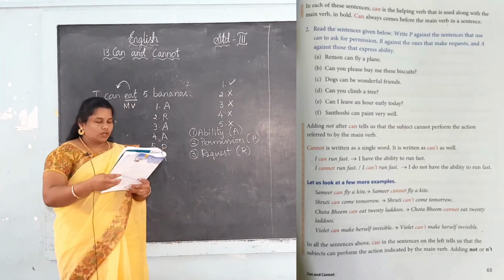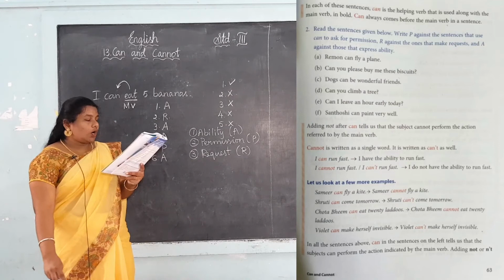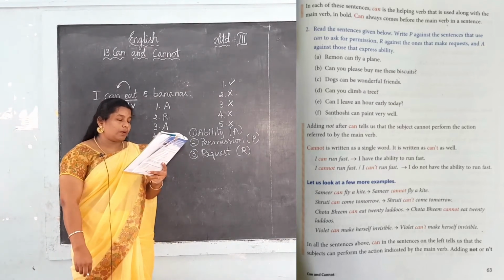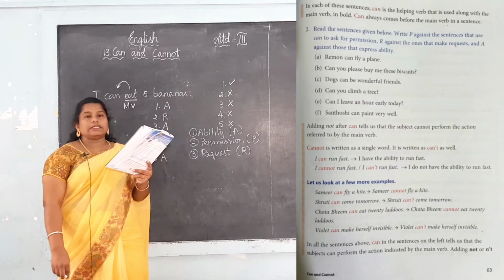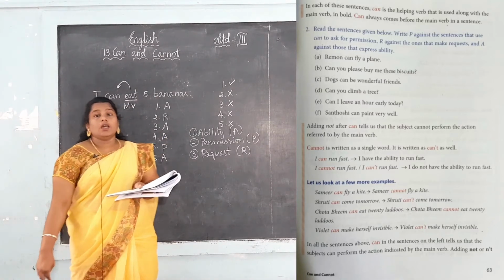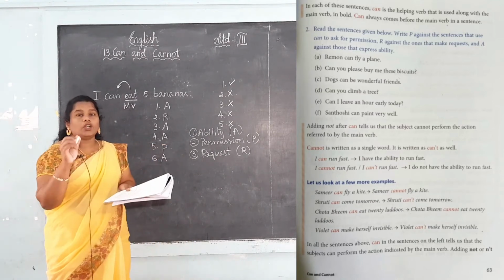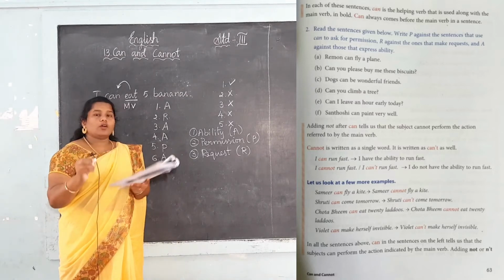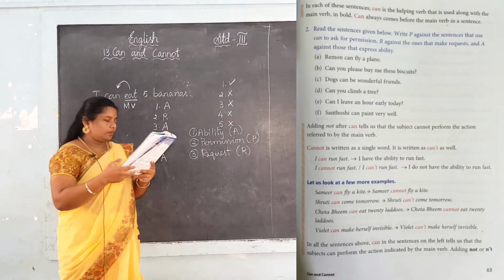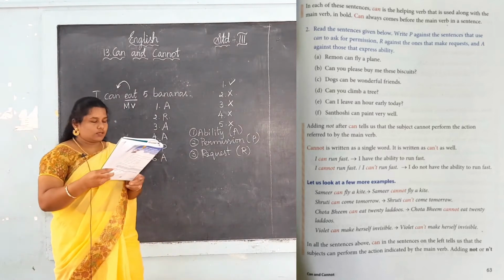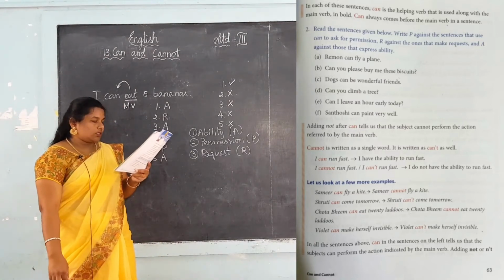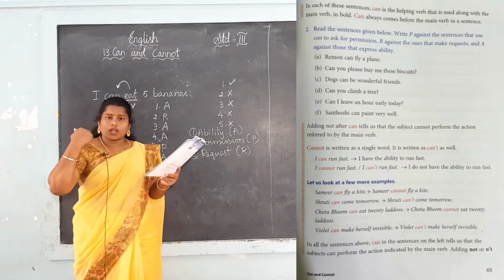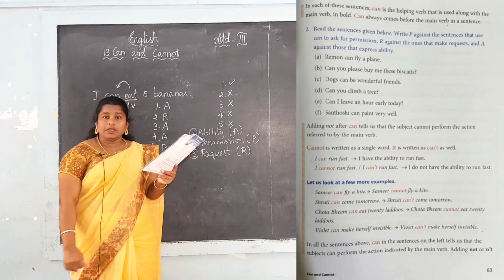Request means please. Okay, next one, adding not after can tells us that the subject cannot perform the action referred to by the main verb. See, cannot is written as a single word. Already we learned in the punctuation, right? Yes, did not is there means didn't. Do not means don't. Then cannot means can't. Okay, so see here, single word can't. Okay, I can run fast. I have the ability to run fast. See, it is ability. நான் வந்து என்னால் ஸ்பீடாக ஓட முடியும். It is my ability. என்னால் முடியும்.